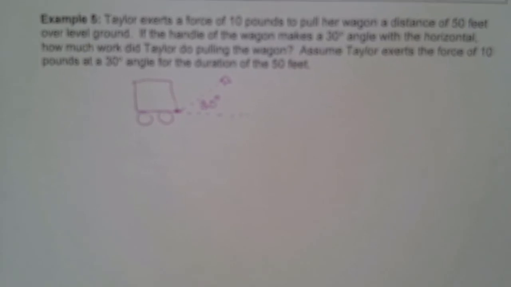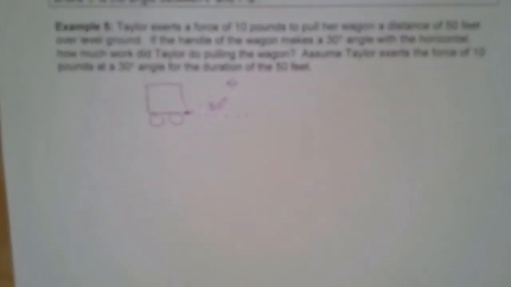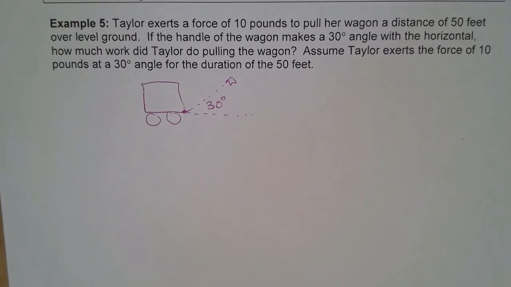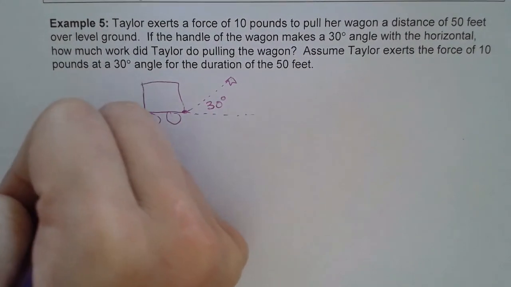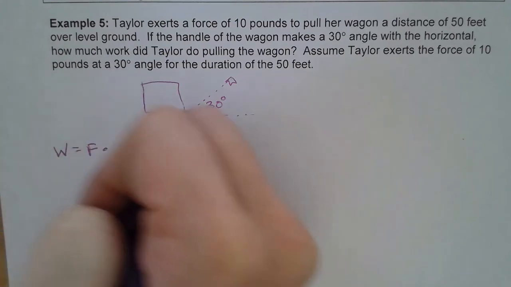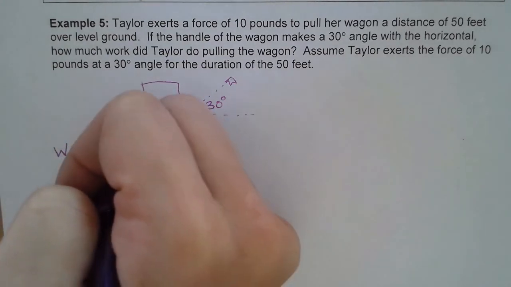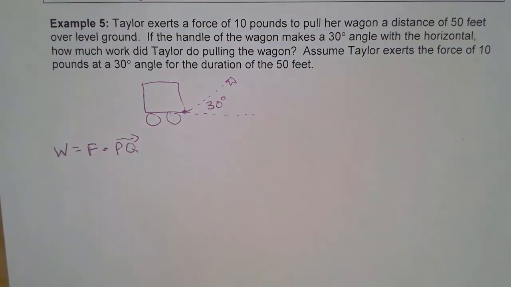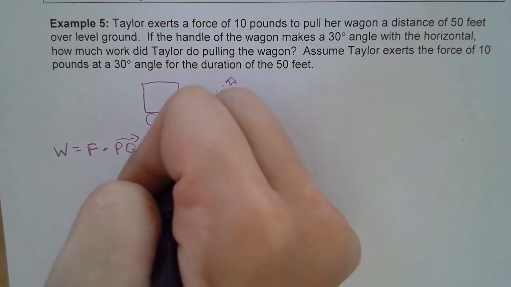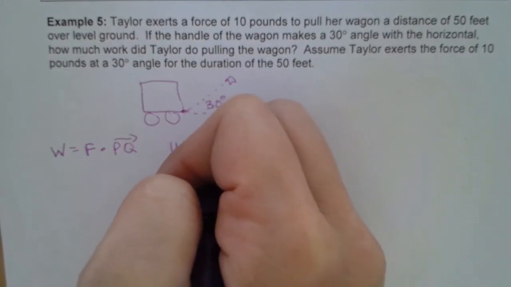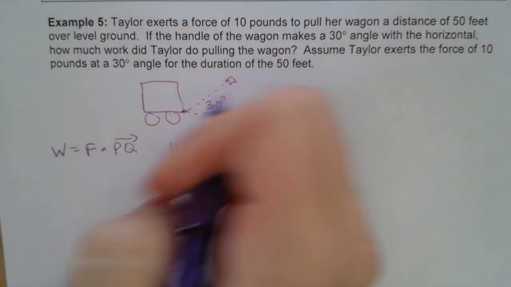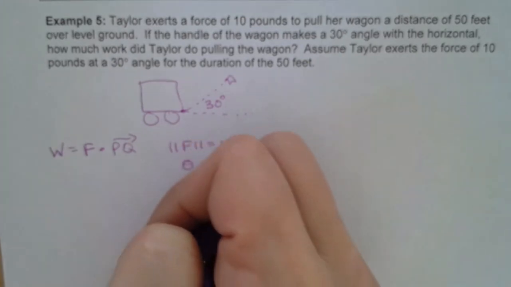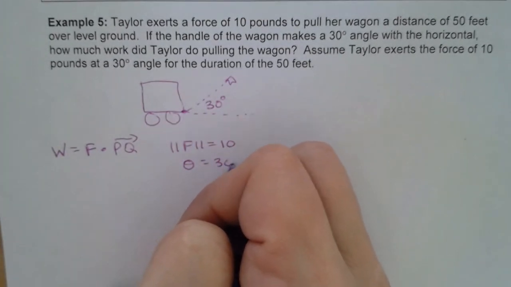Alright, let me get this focused so you guys can see what I'm going to do next. There we go. Okay, so the first thing I'm going to do is way one, which is the first equation, work equals force times the vector PQ. What we are given is that the magnitude of the force equals 10, and we are given that theta is 30.